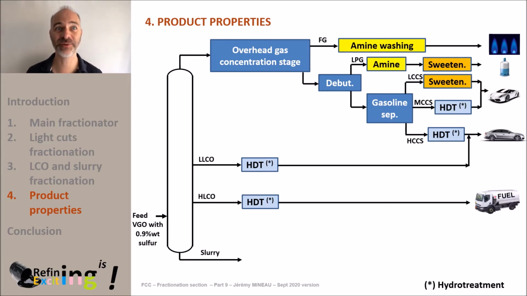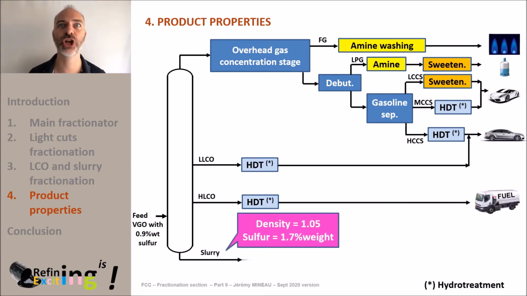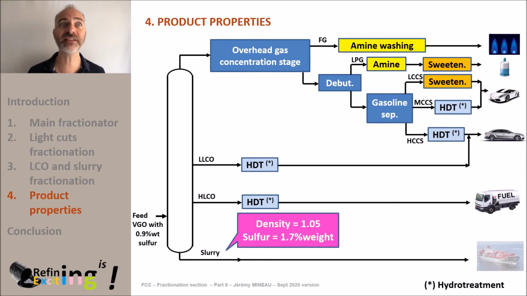As far as the slurry cut is concerned, it will have a density of about 0.05 and a sulfur content of around 1.7 weight percent. This is a very good candidate to join the refinery's heavy fuel pool.